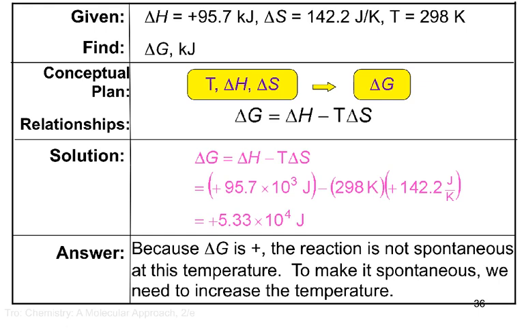In my example here, they did it in joules. It doesn't really matter. Just make sure that you use joules or kilojoules for both delta H and delta S. Delta H tends to be reported in kilojoules. Delta S tends to be reported in joules. So make sure that you're converting.